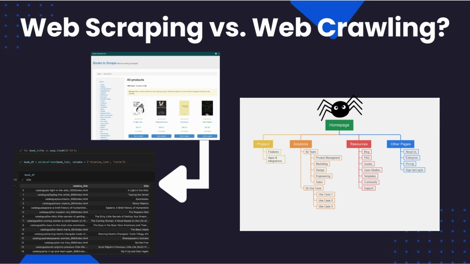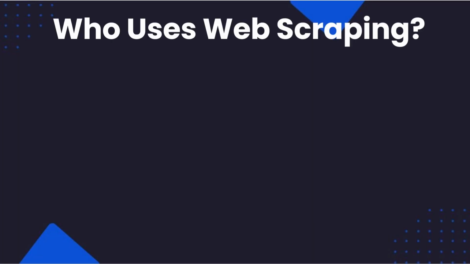The confusion often arises because sometimes developers use a combination of web crawling and web scraping to extract the data they need. They have a web crawler that traverses a website, finding web pages, and then they use a scraper to extract the data.